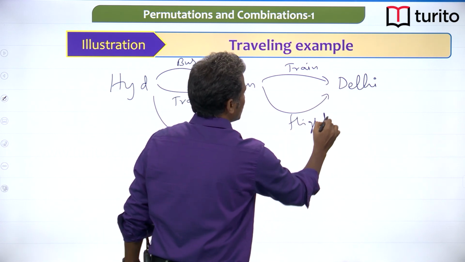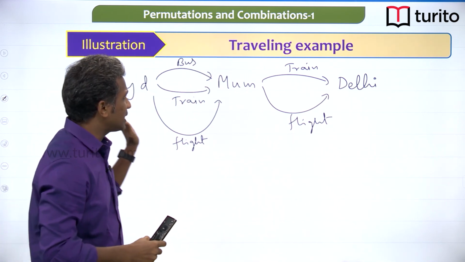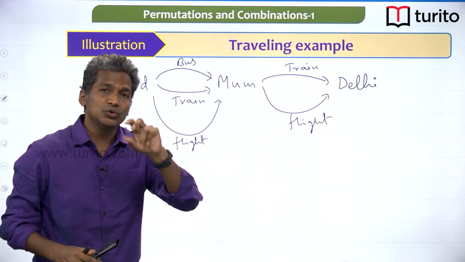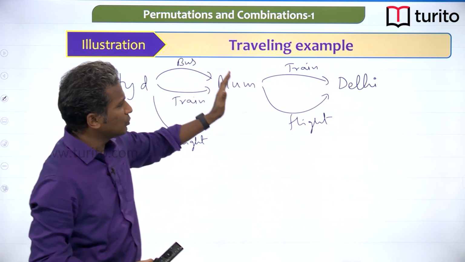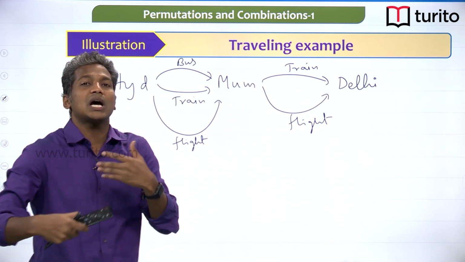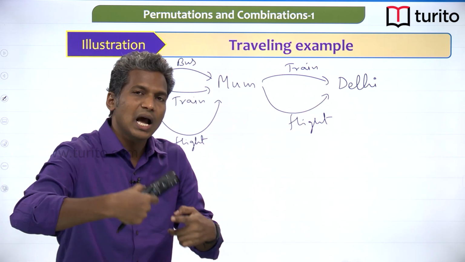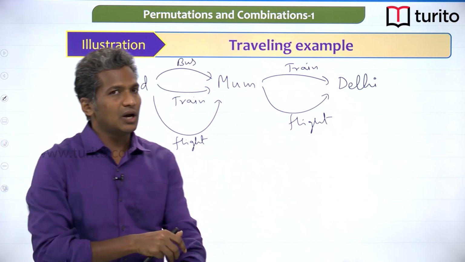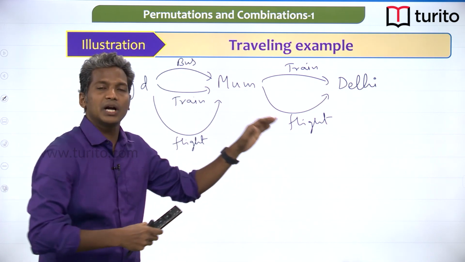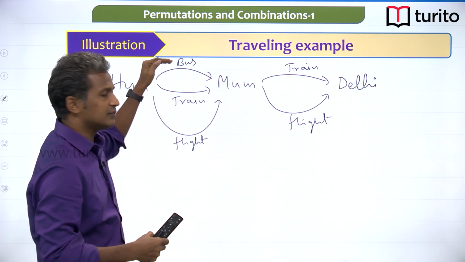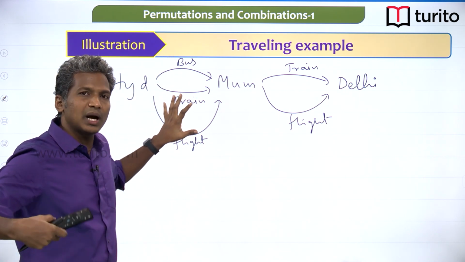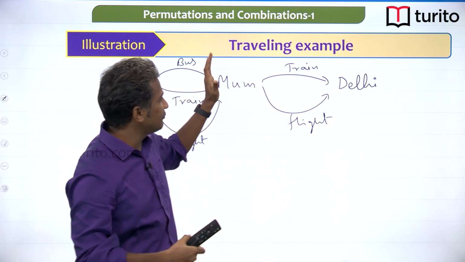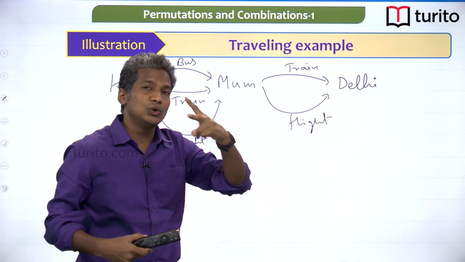Here you can treat this entire process as two events: one is going from Hyderabad to Mumbai, and the other is going from Mumbai to Delhi. So, your task is to go to Mumbai first and then go to Delhi. Now, in how many ways can you do that? Going from Hyderabad to Mumbai has three different ways, and from Mumbai to Delhi it is two ways.